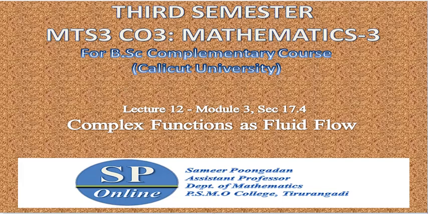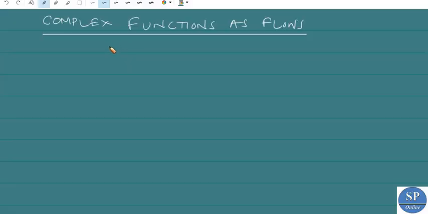Hello dears, welcome back. In this lecture, we will discuss the interpretation of a complex function as a two-dimensional fluid flow. Suppose we have a complex function w equal to f of z. Now considering this function f of z as a vector based at the point z, we can interpret this complex function as a two-dimensional fluid flow.